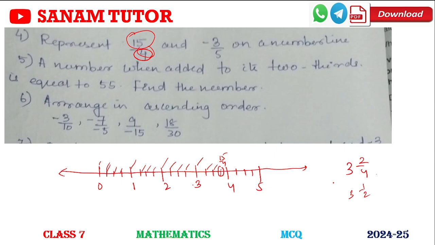Okay. So draw the number line for minus 3 by 5. This is 0, this is minus 1. All the proper fractions always lie between 0 and 1. So the denominator is 5, so we draw 4 lines, 1, 2, 3, 4. So 3 means 1, 2, 3, this one, minus 3 by 5. Okay.